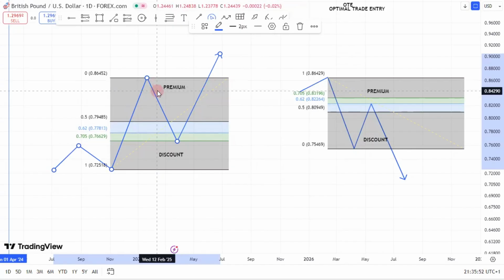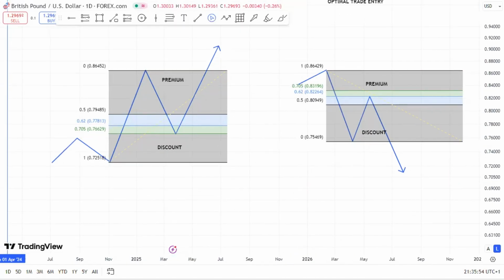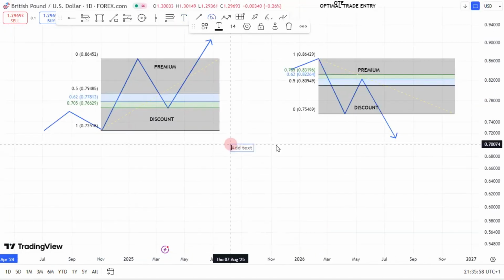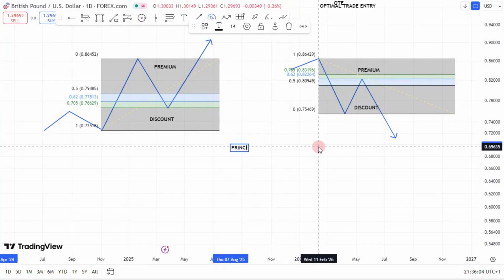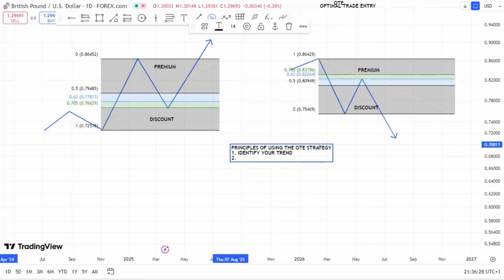The first thing you need to do is let me just list it out. Principles of using the OTE strategy. Number one, identify your trend. Number two, you have to identify your trading range. Number three, I've not covered it yet. Identify your institutional reference point within the range.